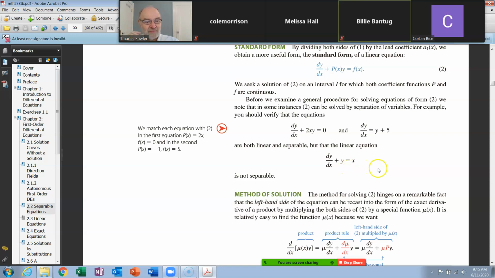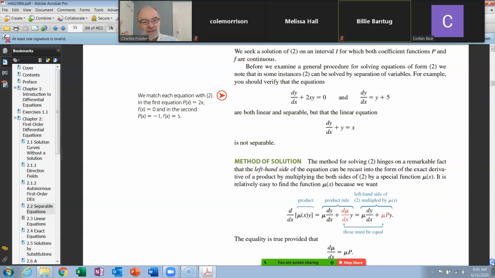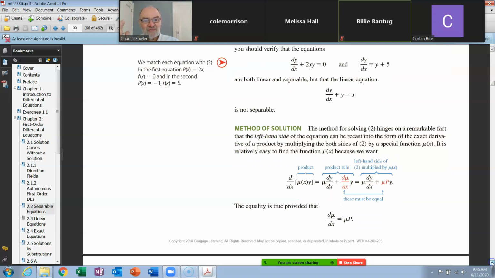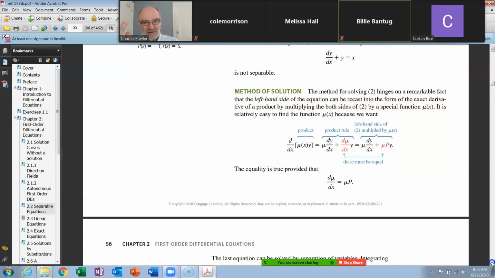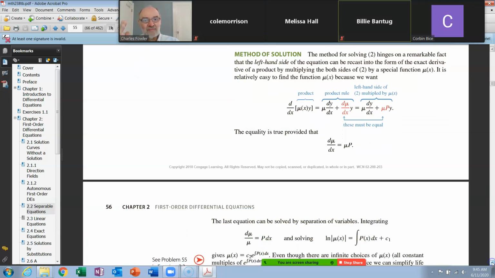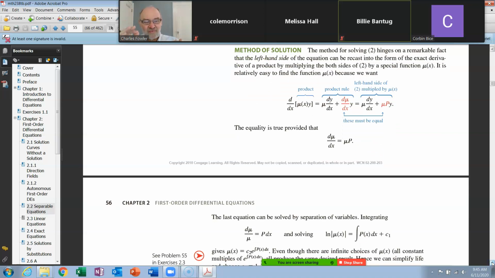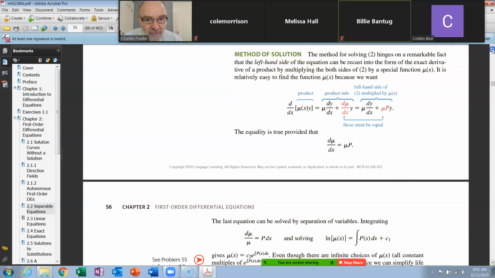So here comes the method of solution. And if they can find a way to muddy the waters, you really need to go through all this mess. Okay, so here's the method of solution for solving a linear equation that you can't separate. It works if you can, but why go through it? It hinges on a remarkable fact that the left-hand side of an equation, let me go back and show you what equation they're talking about.